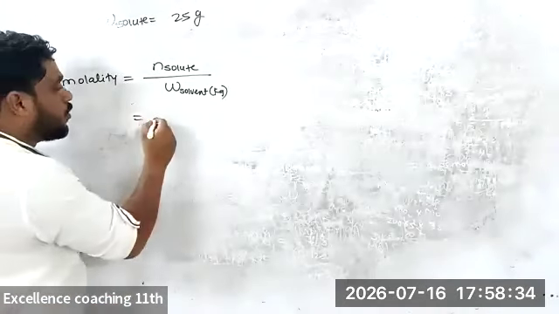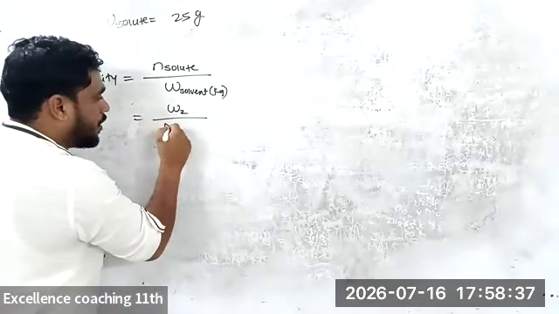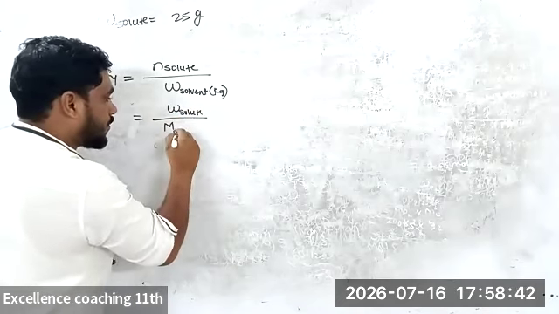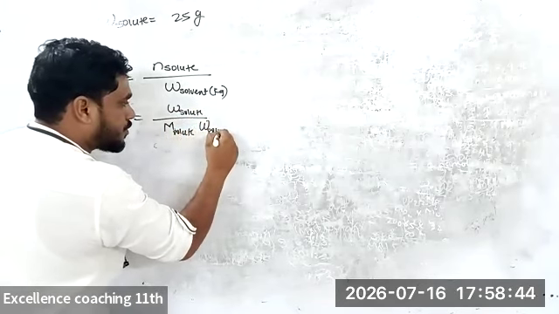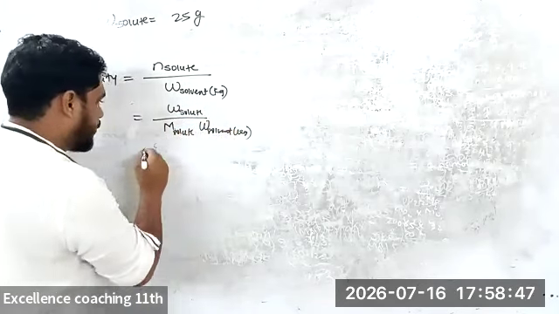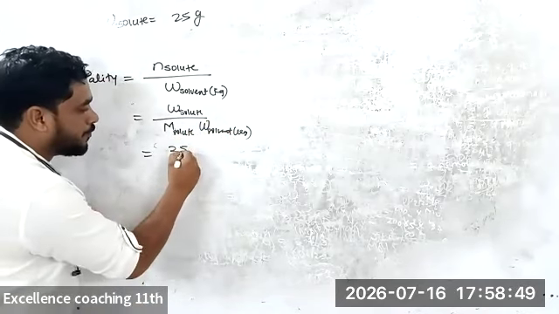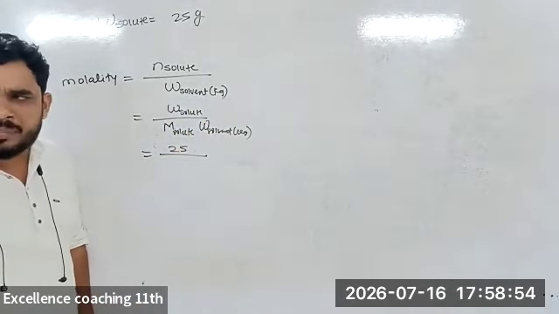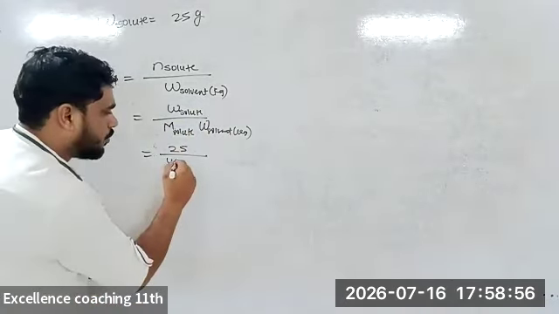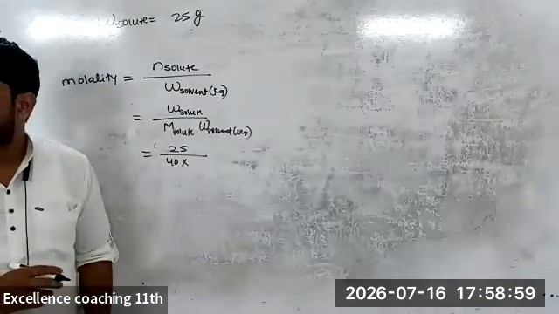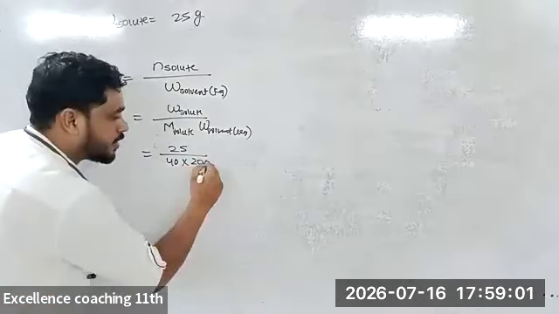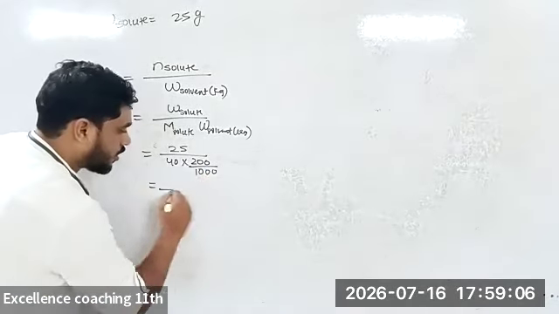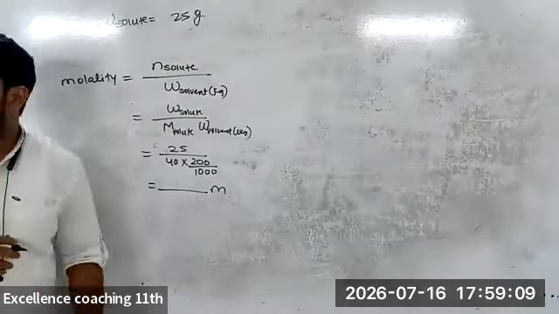Okay, focus here. So number of moles of solute is given mass upon molar mass. Solute upon mass of solvent in kg. So what is the mass of solute? 25. This solute is NaOH. What is the molar mass of NaOH? 40. Mass of solvent. What is the mass of solvent given? 200. And since it is given in grams, I have to convert it into kg, so divide by 1000. Solve this, and you will get the answer.